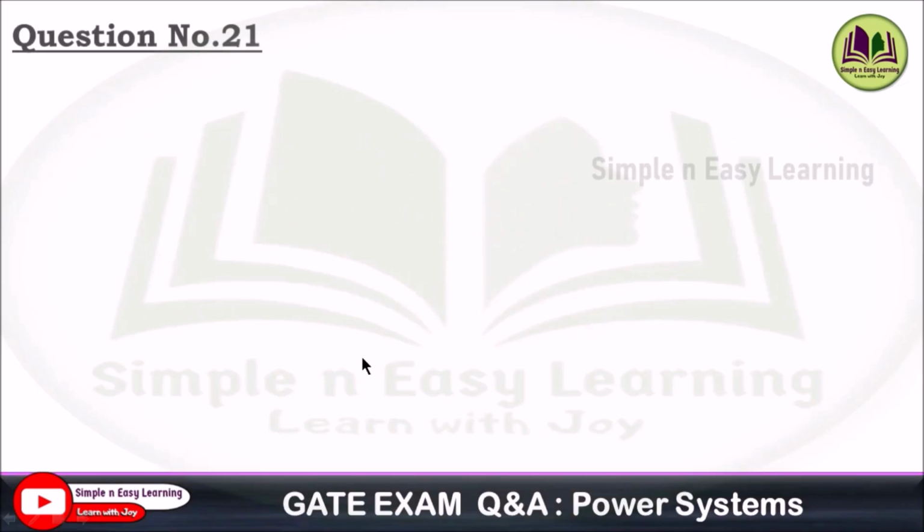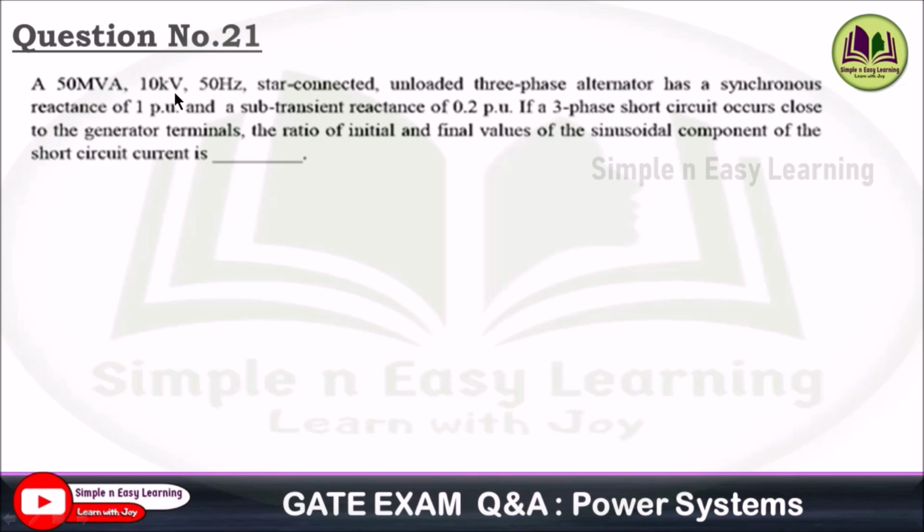Question number 21. A 50 MVA, 10 kV, 50 Hz star connected unloaded 3-phase alternator has a synchronous reactance of 1 per unit and a subtransient reactance of 0.2 per unit. If a 3-phase short circuit occurs close to the generator terminals, the ratio of initial and final values of the sinusoidal component of the short circuit current is asked in this question.